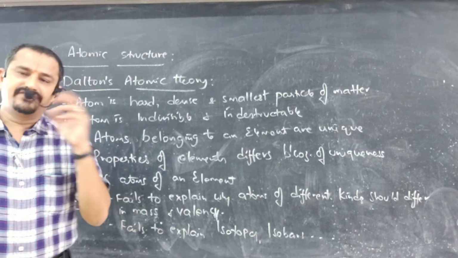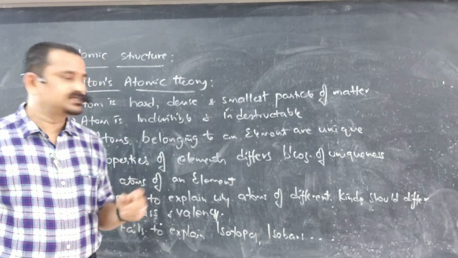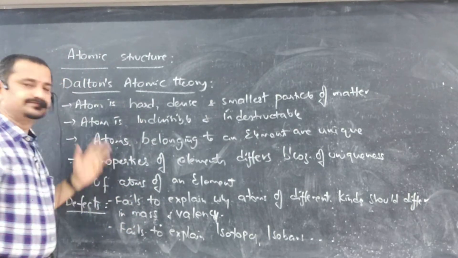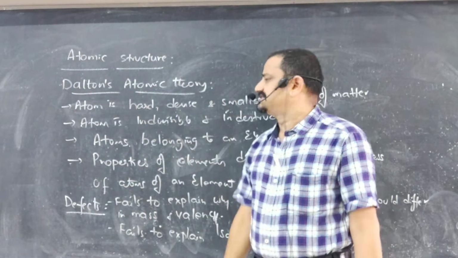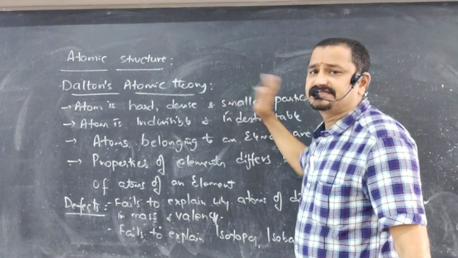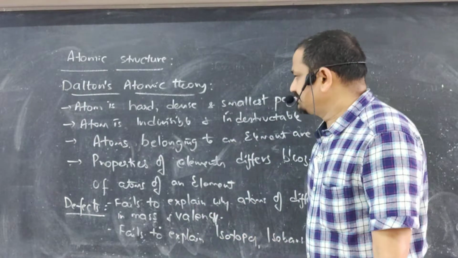Previously we have finished the basic concepts of chemistry and redox reactions. Now we start with our next chapter, atomic structure. In this we will be dealing with Dalton's atomic theory. This was the first successful theory that explained the structure of the atom.